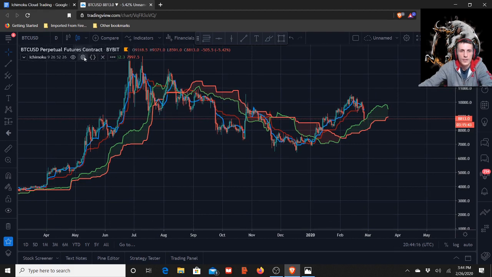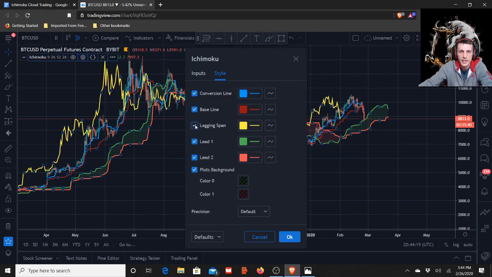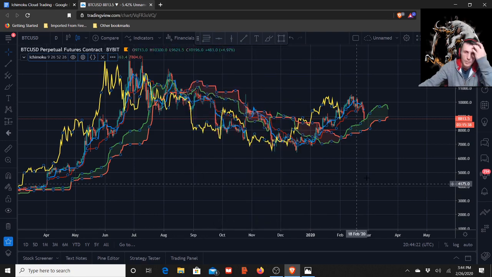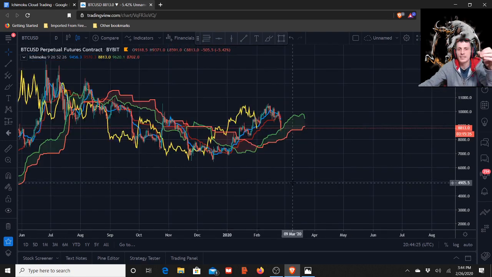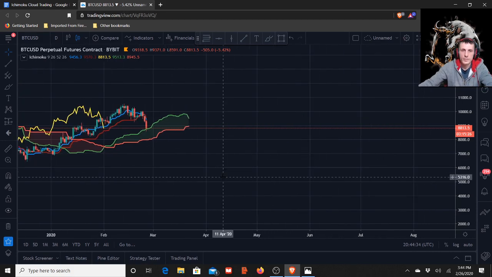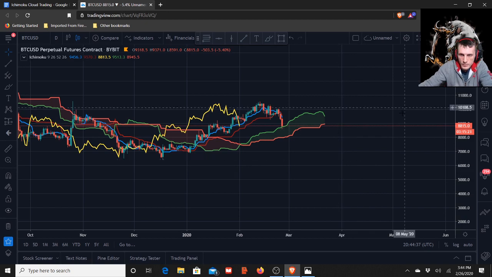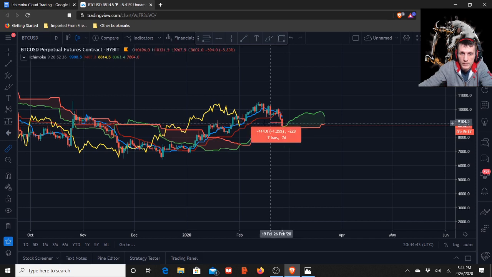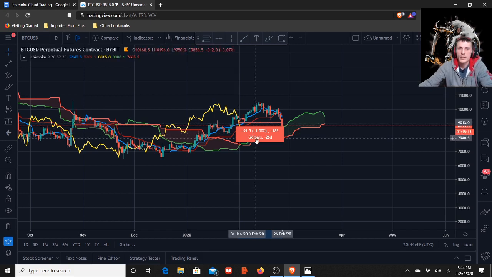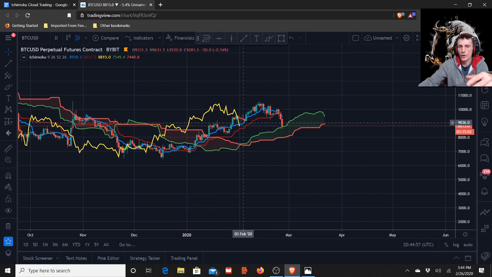Let's turn on the lagging span. Now basically this lagging span is taking the price from 26 periods ago. What you do is you can go from this current candle and move it over, and right there we're at 26 bars, 26 periods. Okay, if that lagging span is in the price like it is right now, don't trade it.